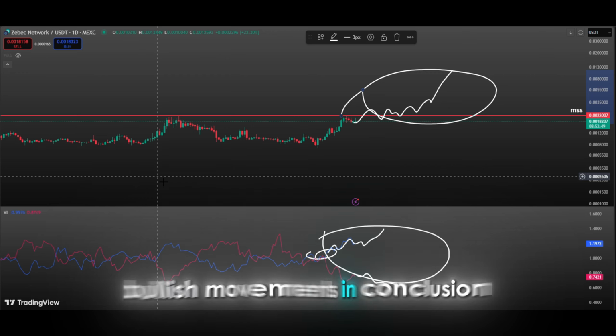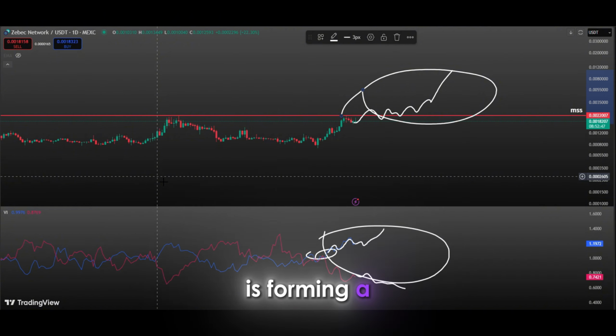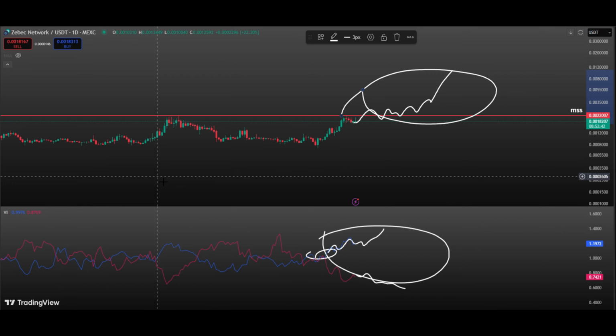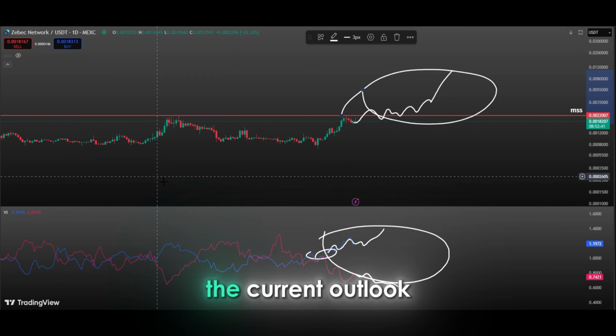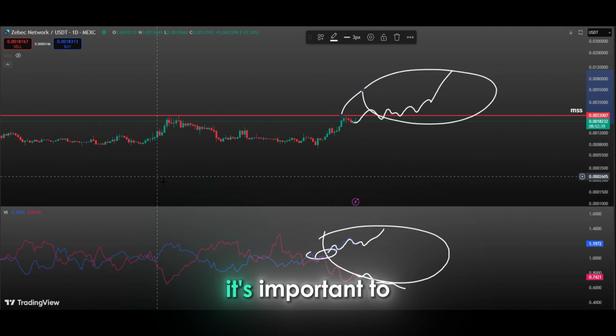In conclusion, the fact that the blue line on the vortex indicator remains firmly on top and continues to hold this position is forming a positive structure for the market. If this technical view remains intact and the blue line continues its upward movement, upward scenarios in price action are likely to dominate and new highs could be tested. In this context, the current outlook indicates strong buyer pressure and suggests we are within a structure that supports bullish expectations. It's important to review the vortex indicator from time to time.